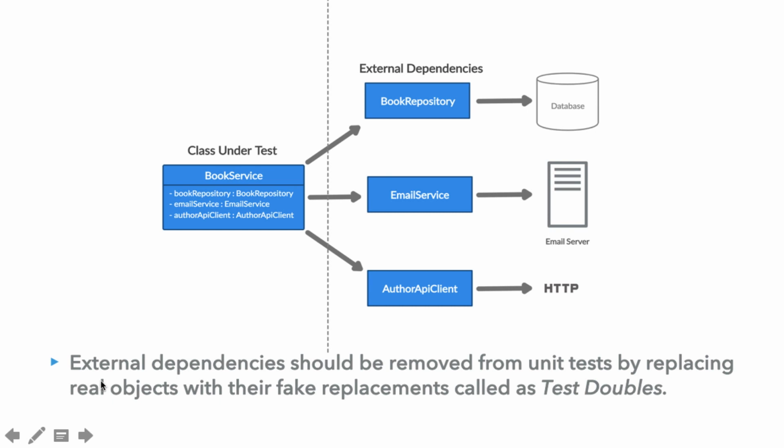So here you can see the external dependency should be removed from the unit test by replacing the real objects. Here, these are the real objects with their fake replacements called as test doubles. So whenever you want to unit test a particular class, we replace these external dependencies with their fake replacements called as test doubles.